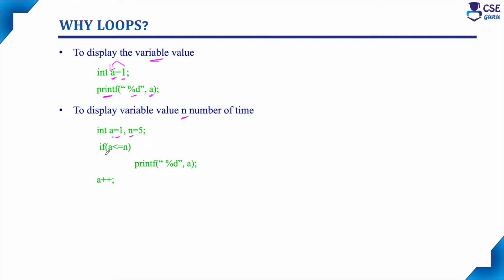So here we are implementing the constraint: if a is less than or equal to n, print the variable value. Next, increment the variable value and again check the condition whether a is less than or equal to n and then print the variable value. Again, increment the variable value and then check the condition and display the variable value with the help of the printf statement. So, likewise, we need to use the same set of statements 5 times. So, this is a repetition of code.